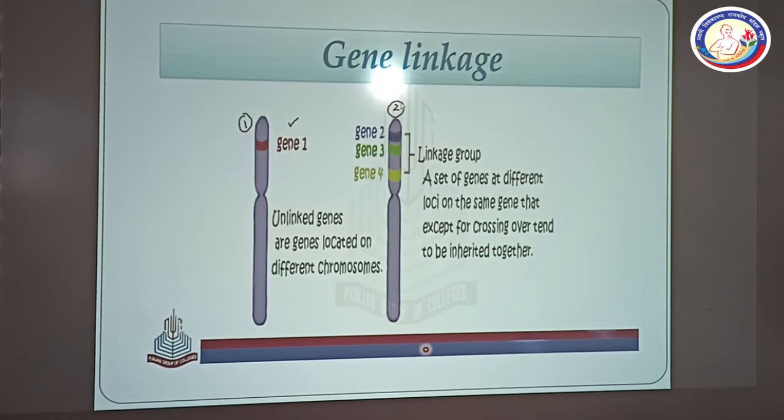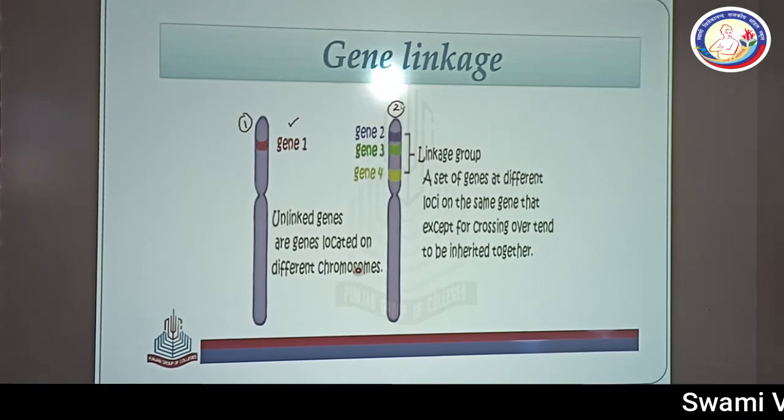You can see the fact of what gene linkage is. This is gene 1, on the top of chromosome number 1, and this is chromosome number 2, where these blue, light green and highlighter colors can be seen, where genes 2, 3 and 4 are present closer to each other, and this is known as a linkage group. So gene 1 is an unlinked gene. Unlinked genes are located on different chromosomes, and in the second part you can see these three genes which are closer to each other, and this group of genes is known as a linkage group. A set of genes at different loci on the same chromosome, except for crossing over, tend to be inherited together.